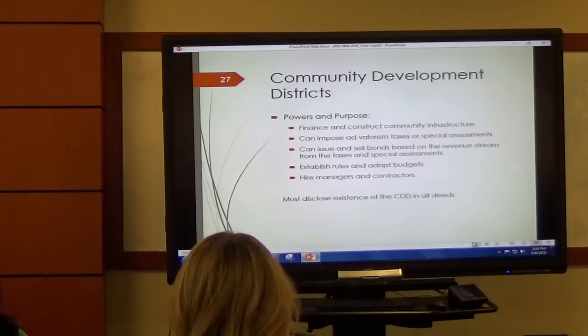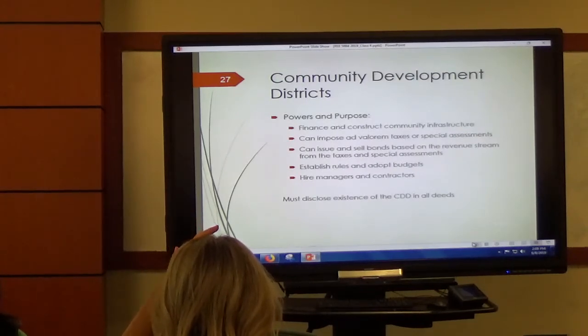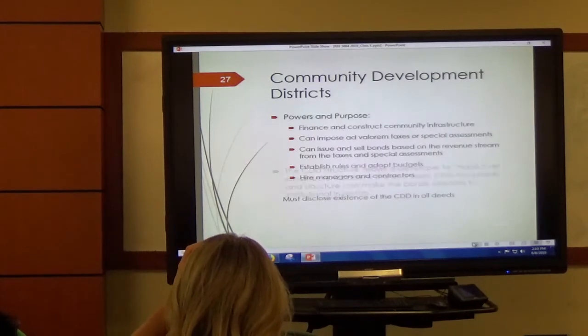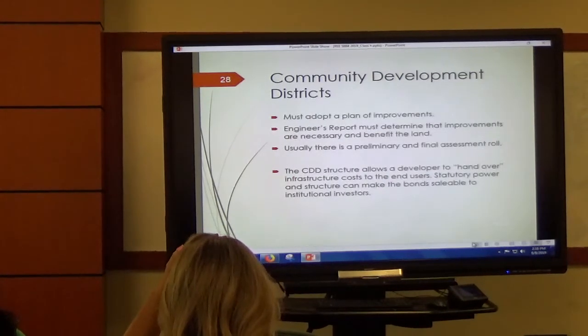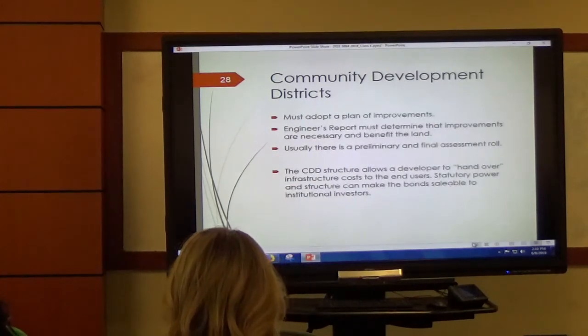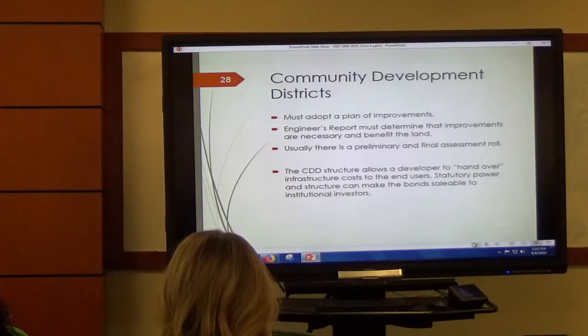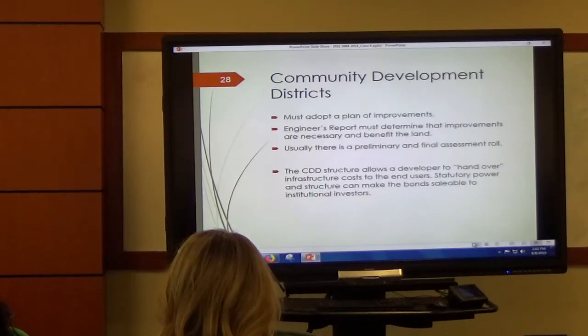So if property is within a CDD and therefore it's subject to these additional taxes and assessments, that must be disclosed in the deed. So you might not know what it means, but it's there. CDDs can probably act in a very ad hoc way and get away with it, but under the statute, they are supposed to adopt a plan of improvements. They're not supposed to just make it up as they go along. It requires an engineer's report. These are very similar criteria to what a city has to go through before they can impose special assessments. So they're very parallel processes.